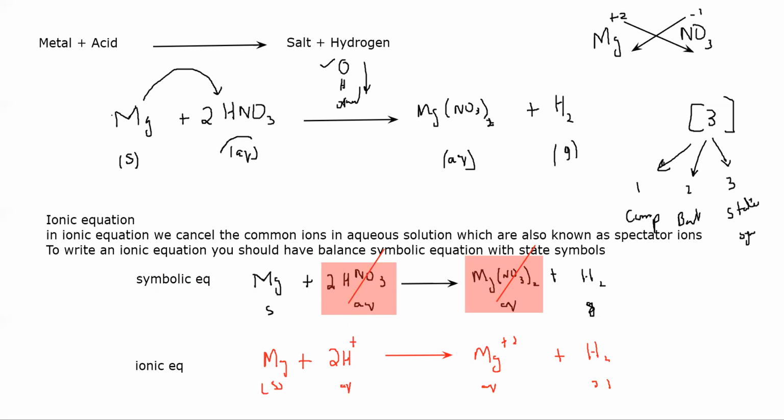For magnesium, why did we not cancel magnesium? Because first magnesium was solid, then magnesium became aqueous. Or hydrogen was aqueous, then became gas. So there is a change in state for hydrogen and magnesium, but there is no change in state for nitrate. So if it remains the same, it remains as aqueous. That is why we cancel out the nitrate ion. So this is how we write an ionic equation from a symbolic equation.